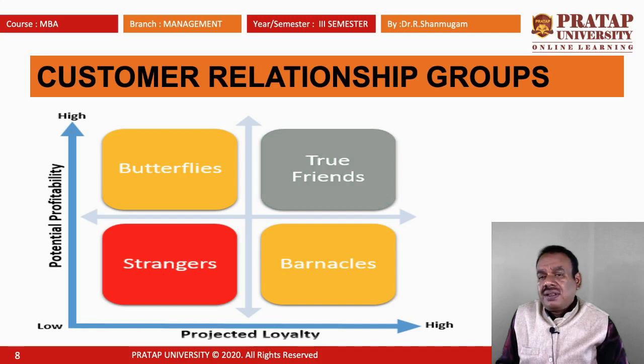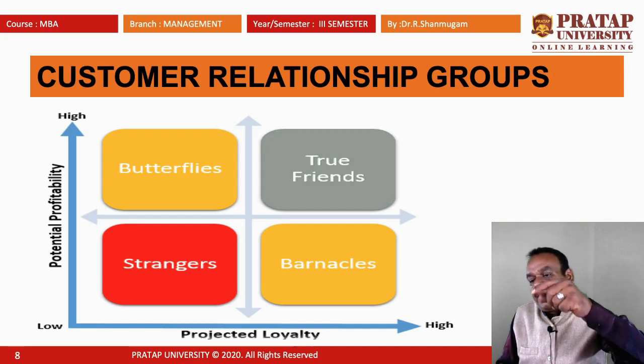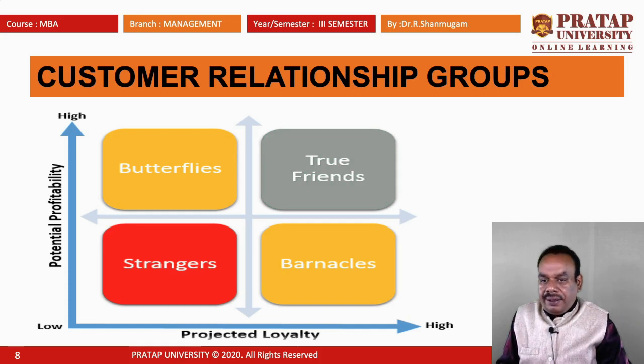Relationship groups are based on the classification of customer loyalty segments. Under this, on the x-axis is projected loyalty and on the y-axis is projected profitability. So there is a relationship between loyalty and profitability. It can be classified into number 1 butterflies, number 2 true friends, number 3 strangers, number 4 barnacles. The lower end is low and the higher end is high for both projected loyalty and projected profitability.